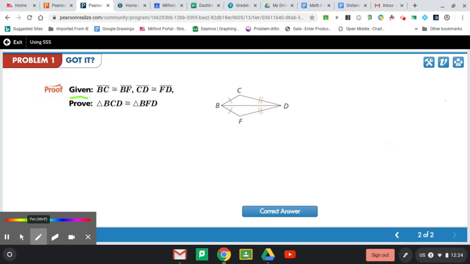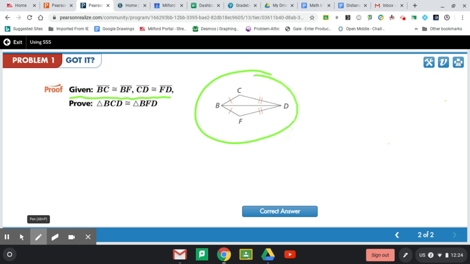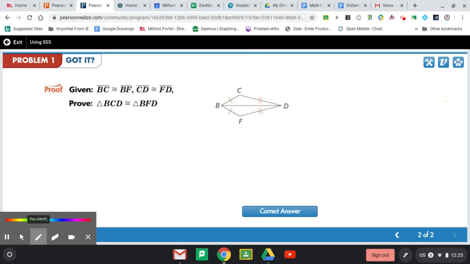This problem gives us information, but it gives us information in two ways. It gives us information in this congruency statement that BC is congruent to BF, CD is congruent to FD, but it also gives us the same information in the picture. They just mark it with the tally marks. The individual tally marks show that BC and BF are congruent, and then the two tally marks show that those two sides are congruent. So a couple different ways we can be given information about congruency is through a congruency statement or in a picture.